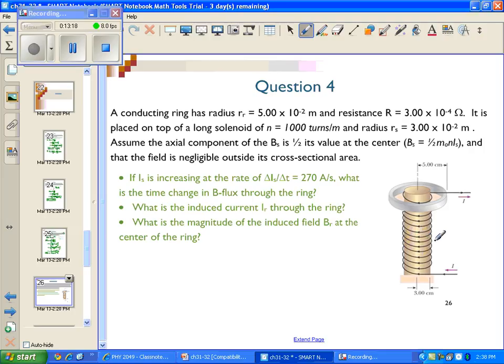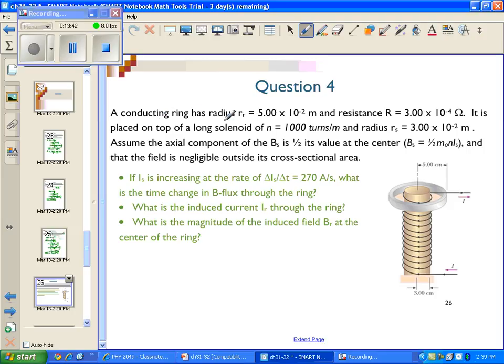And this variation in the current is going to produce a changing magnetic flux through this conducting ring. Okay, so let's read the problem and examine our diagram and see what is actually going on before we actually begin to solve these problems.